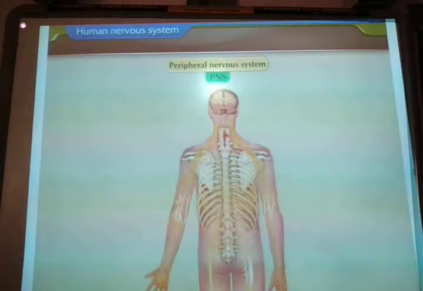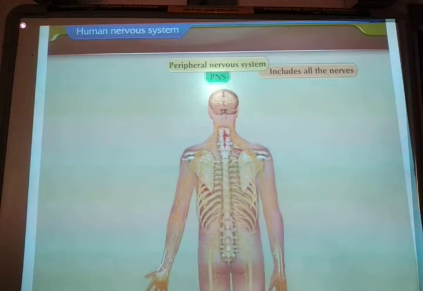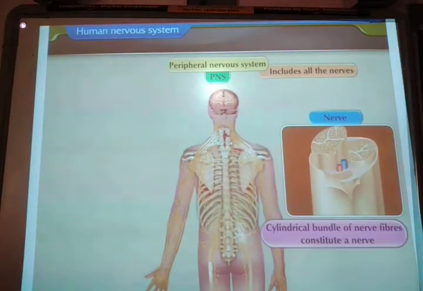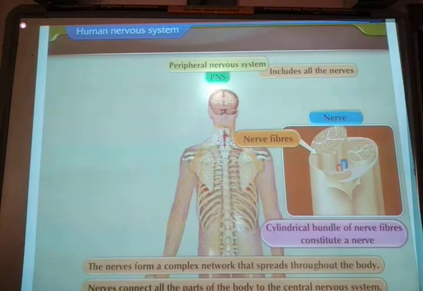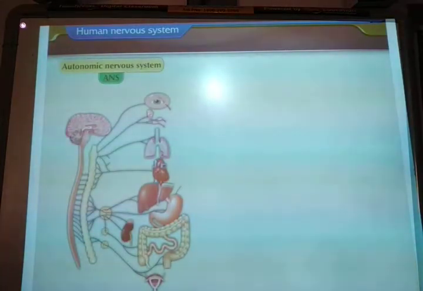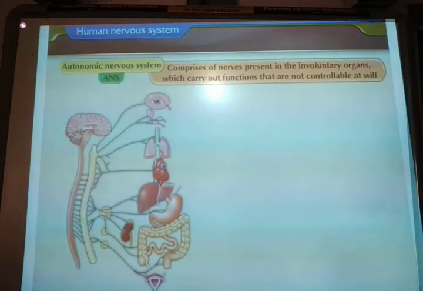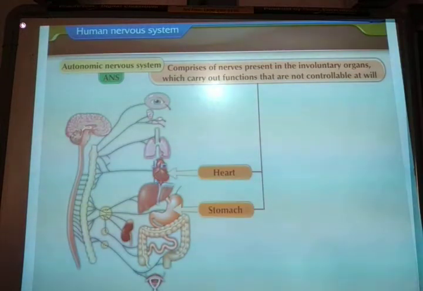The peripheral nervous system includes all the nerves. A cylindrical bundle of nerve fibers constitutes a nerve. The nerves form a complex network that spreads throughout the body. They connect all the parts of the body to the central nervous system. The autonomic nervous system comprises nerves present in the involuntary organs, which carry out functions that are not controllable at will. For example, heart, stomach, lungs, etc.